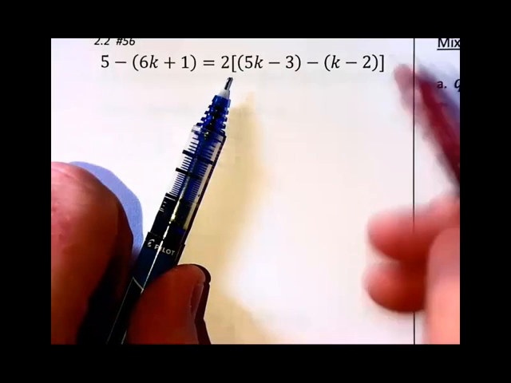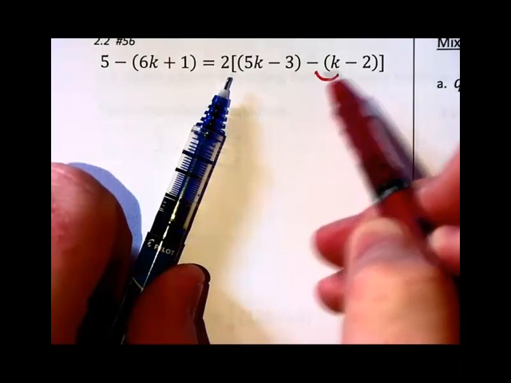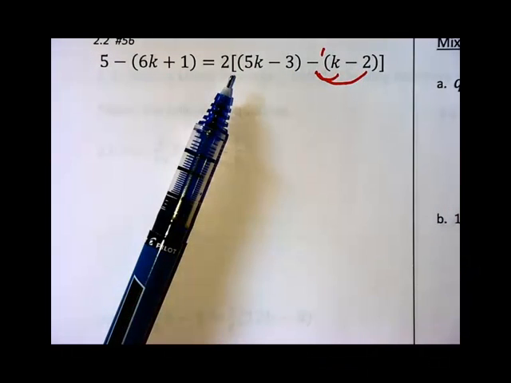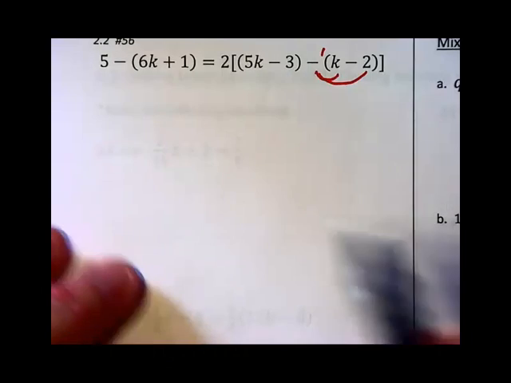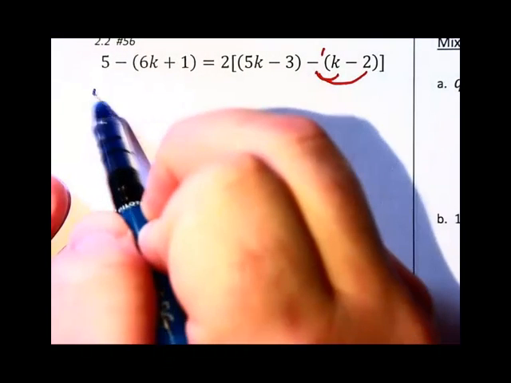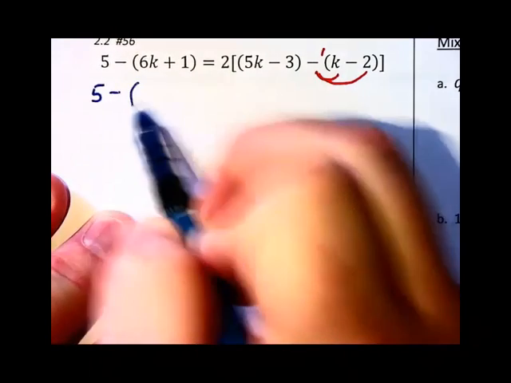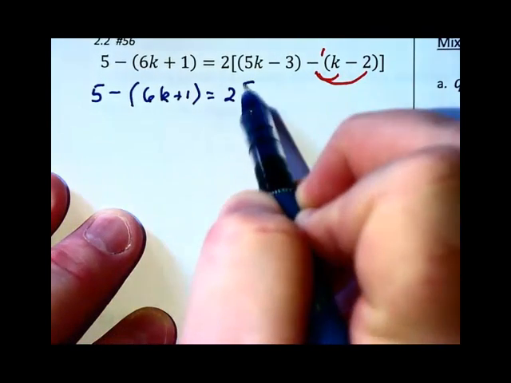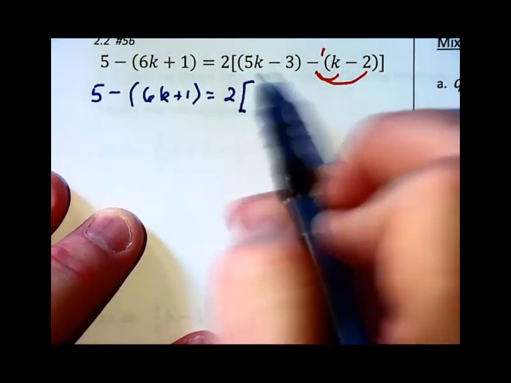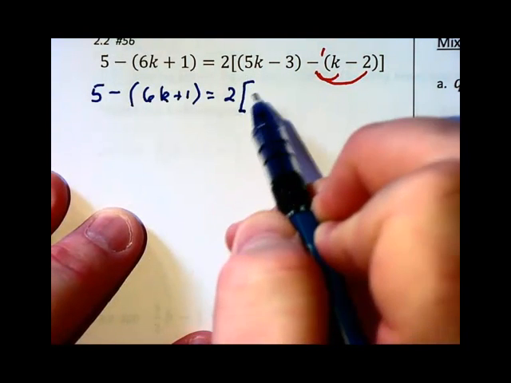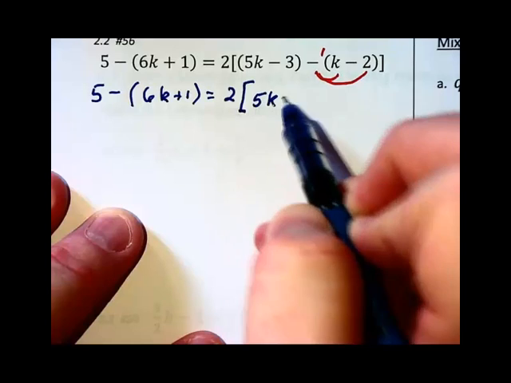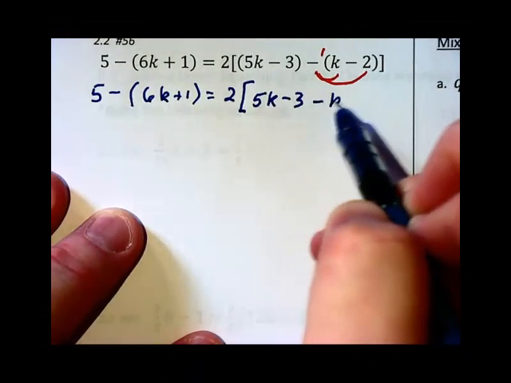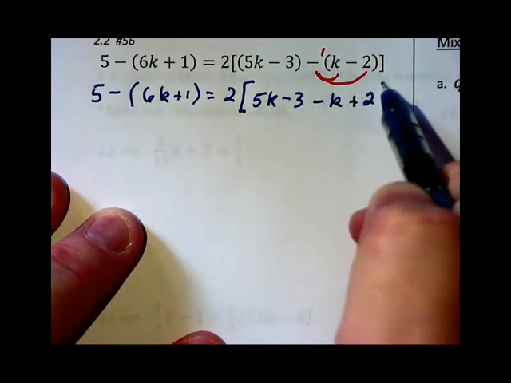the parentheses. So it seems that the only thing we can do is multiply or distribute that -1 into that second parentheses. And that's the only thing I'm going to do moving down to the next line. 5 minus the 6k plus 1 equals 2 times bracket. Now, there really is no need for these parentheses. I'm going to drop them off because there's no number in front of them. I'm then going to have minus k plus 2.